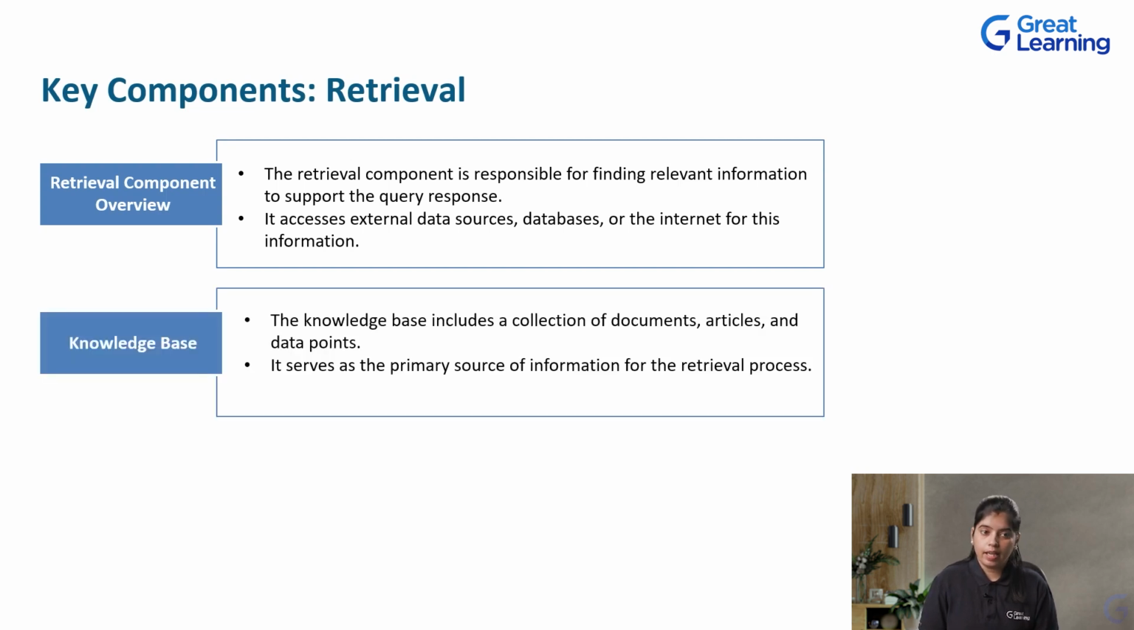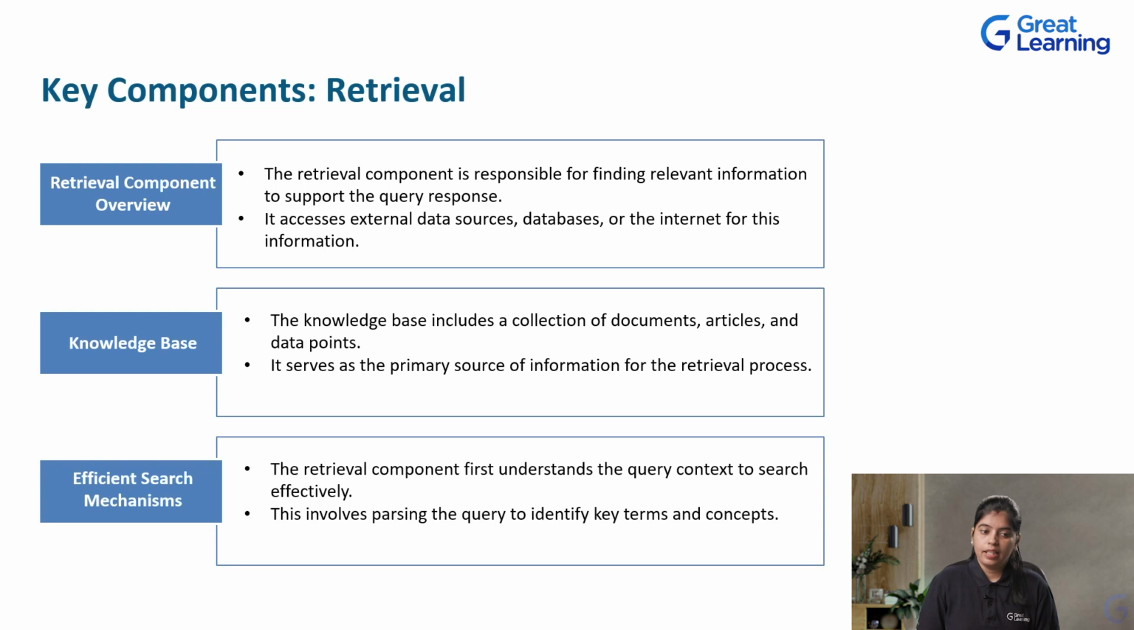After that comes the knowledge base. This is again a very important component. The knowledge base includes the collection of all the relatable information, a collection of documents, a collection of articles, what we are getting through other sources. So it serves as the primary source of information for the retrieval process. After that, efficient search mechanism. Here you can see the retrieval component first understands the query context to search effectively. It involves parsing the query to identify key terms and concepts. So if you ask a query, it makes the search process more efficient. How? It tries to fetch the important key terms out of your query and works on them more to give the correct and accurate response.